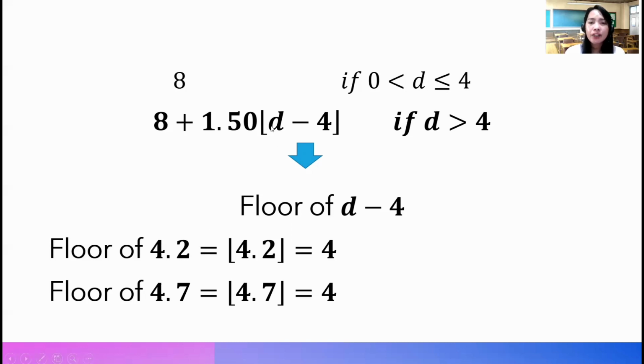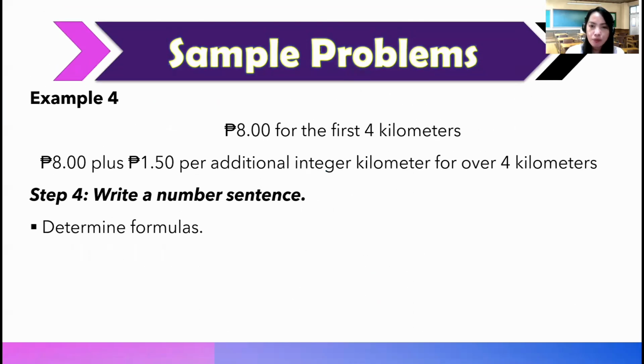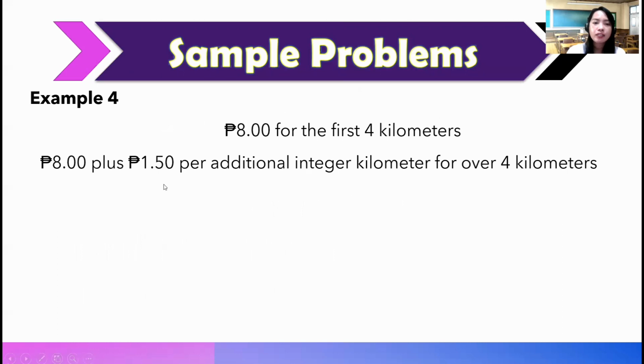Bakit naglagay tayo dito ng floor? Kung babalikan natin yung problem, ang condition natin, per additional integer. Yan yung keyword. So, pag nakita ninyo ang additional integer, gagamit tayo ng floor function. So, yan yung keyword natin, kasi sinabi niya, additional integer.